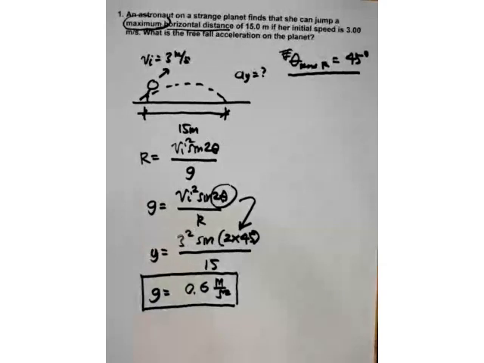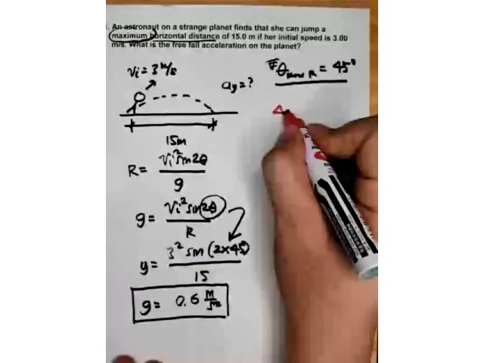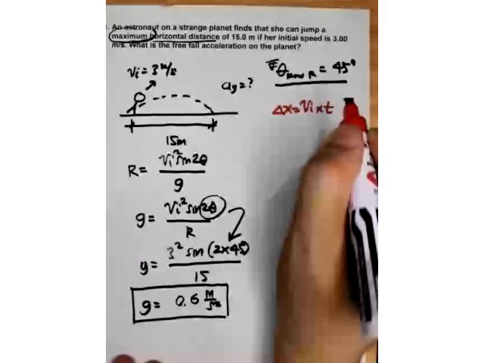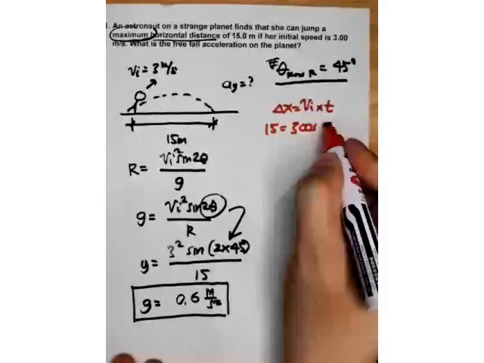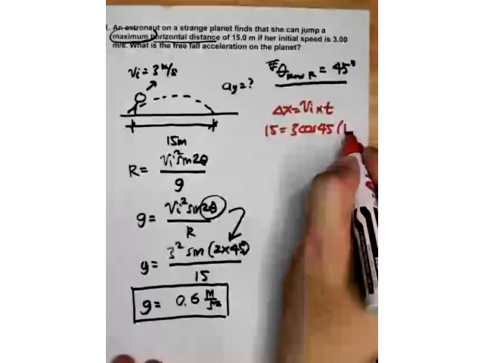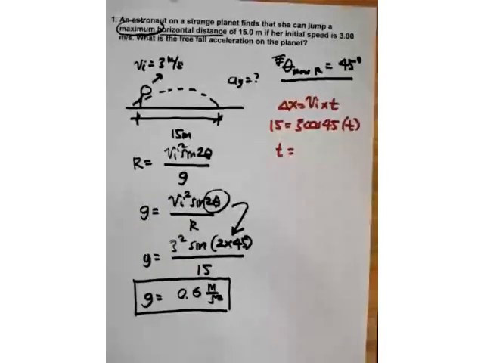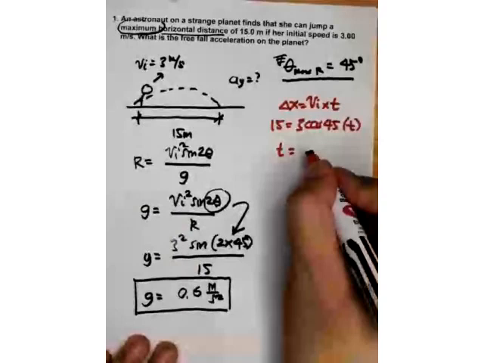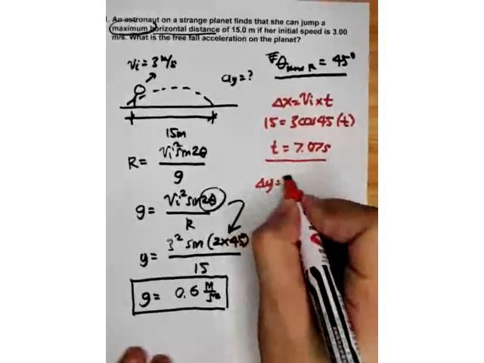Okay, anong gagawin natin? So, let's have another solution. What if nakalimutan yung formulang yan? So, yung delta x natin is equal to VIX times T. So, this is 15 is equal to 3 cosine 45 times T. So, what's the value of T? So, T is 15 divided by 3 divided by cosine 45. So that's 7.07 seconds.